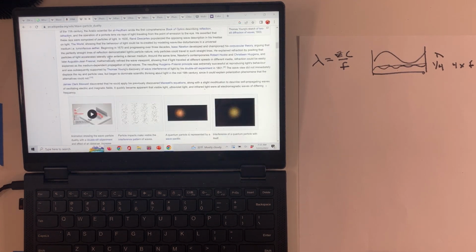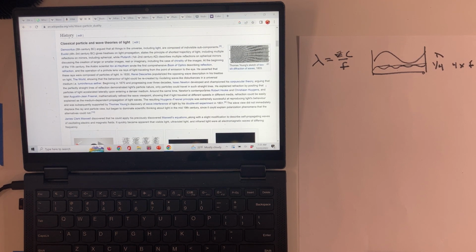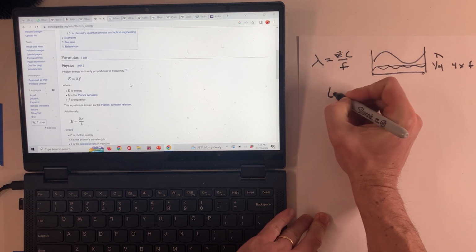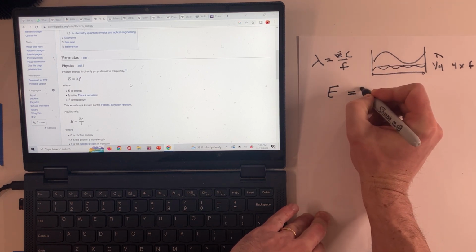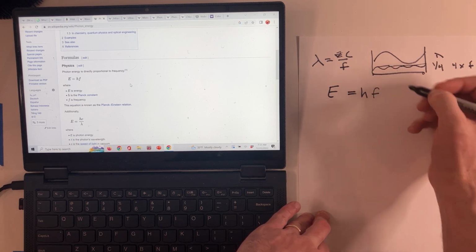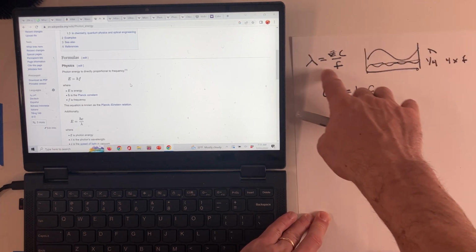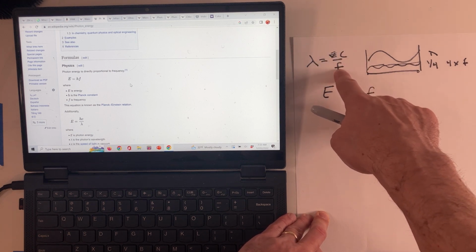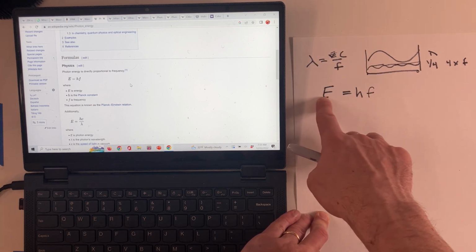And if you scroll down here, we can see that the energy of a given photon is going to be equal to h, which is Planck's constant, times the frequency. And again, the frequency is going to be proportional to the wavelength. And so if we have the wavelength, we can then convert it to the frequency, and then we can solve the frequency for the energy.